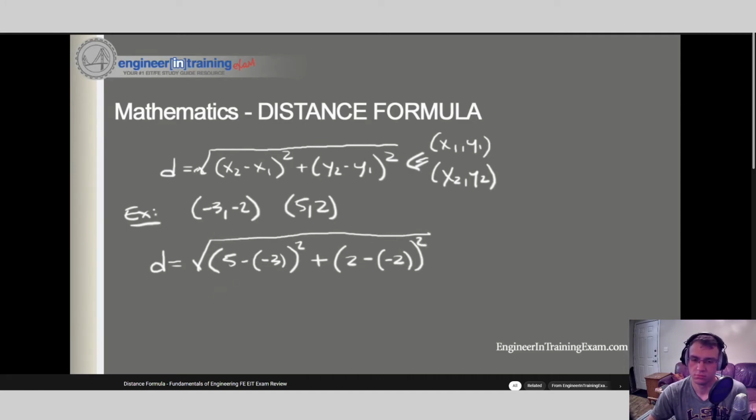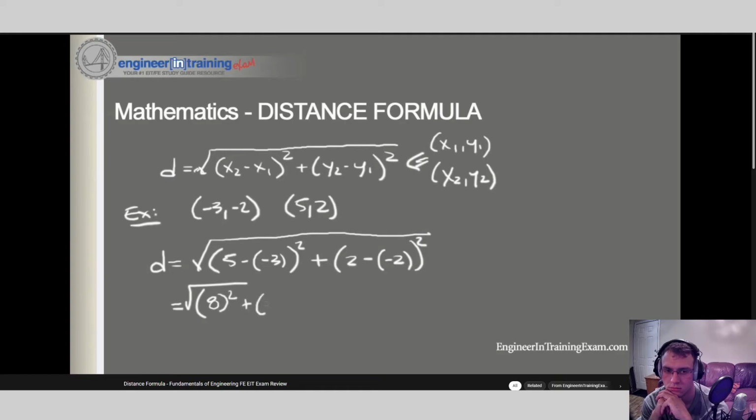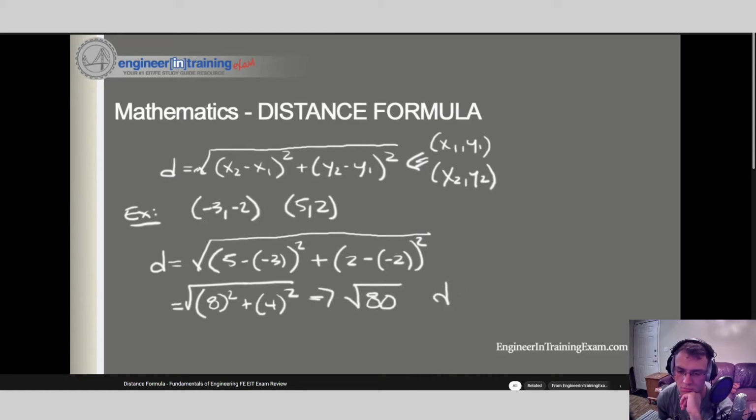So working that out, we get the square root of 8 squared plus 4 squared, which comes down to the square root of 80. And just throwing that into our calculator real quick, we find that the distance between these two given points is 8.94.